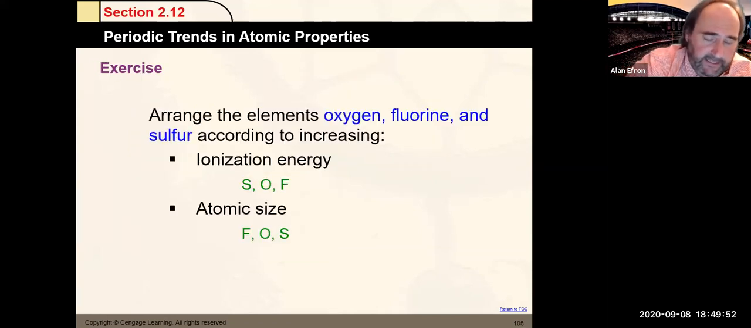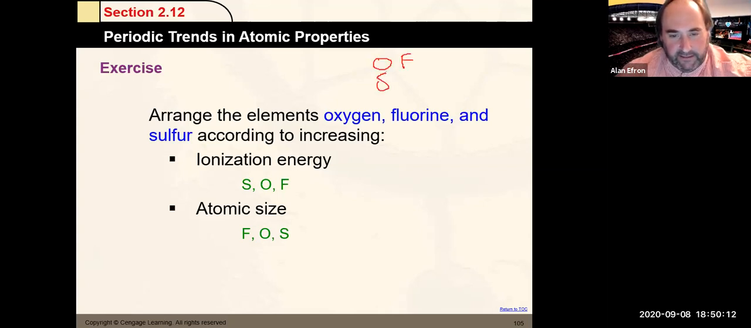So here we want to arrange these in terms of increasing ionization energy. So when we look at S, O, F here, that is sulfur, I believe, oxygen, and we've got there fluorine. So when we look at the periodic table, we're talking about this arrangement in terms of the elements, right? This is group 6 and group 7. So in terms of ionization energy, again, it increases as you go to the right and up, decreases as you go down.